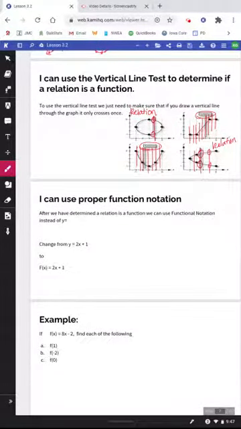Once we've determined if something is a function, we use what's called function notation. Instead of using y equals, we can substitute out the y equals for f of x, where f stands for function. When we have it like this, it's read as f of x. So I change this first one from y equals 2x plus 1. Once I've done the vertical line test and determined that it's a function, I substitute f of x in for y, and I rewrite it as f of x equals 2x plus 1.